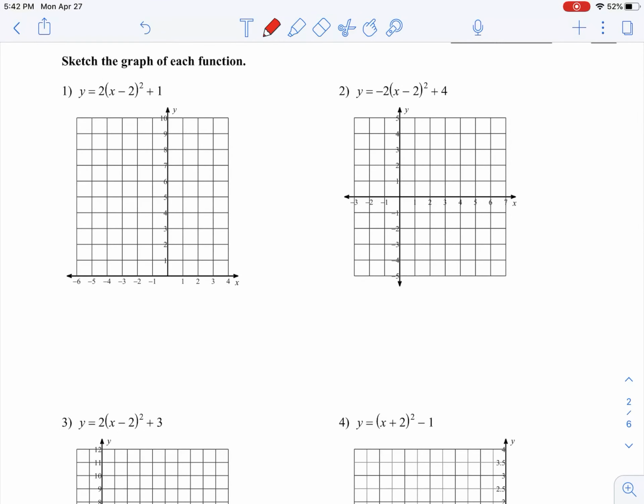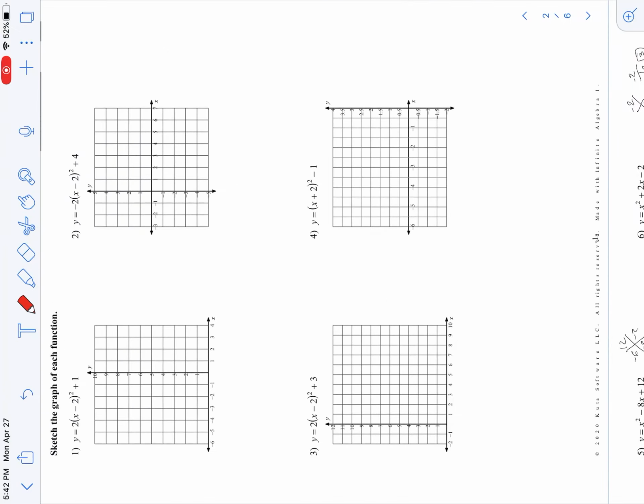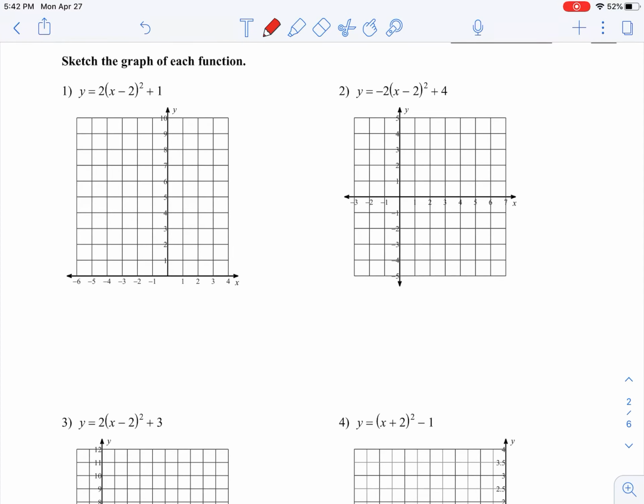All right, basic algebra D. We are going to keep working with parent transformations. I'm going to do both a parent transformation of our points as well as the transformation on a table.